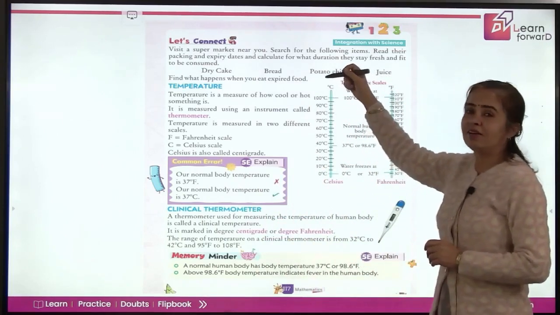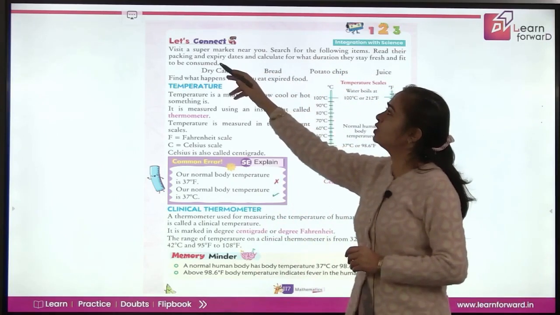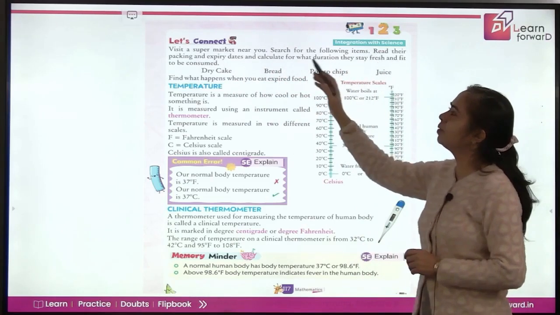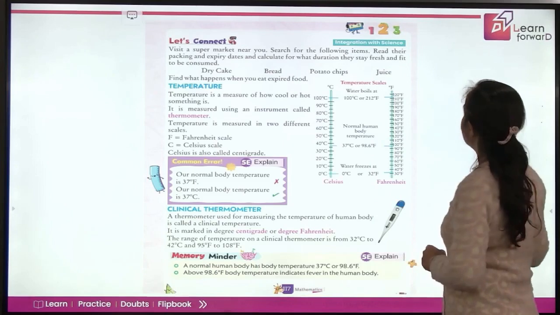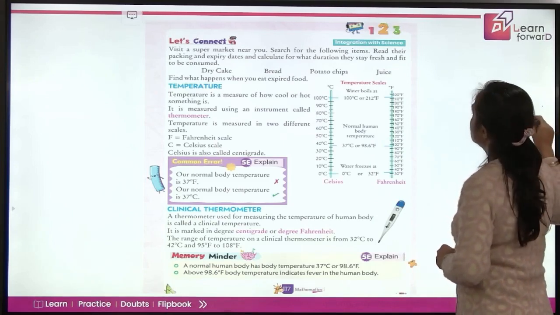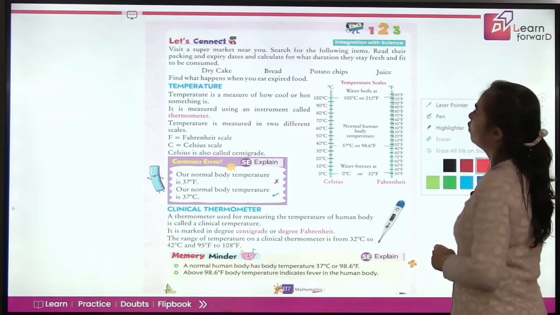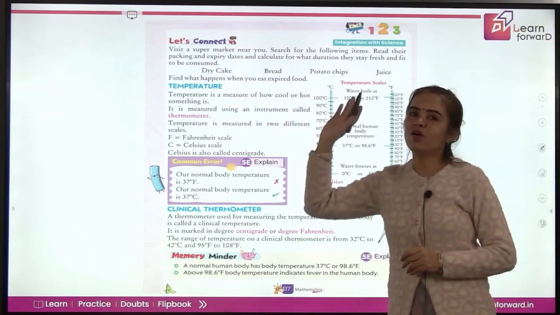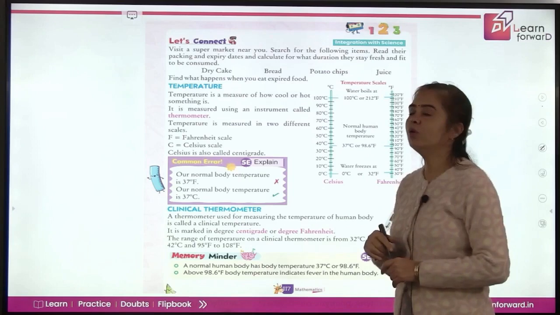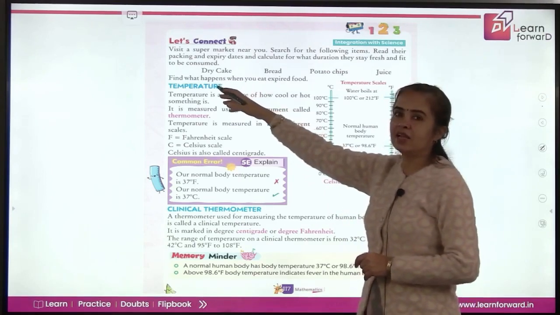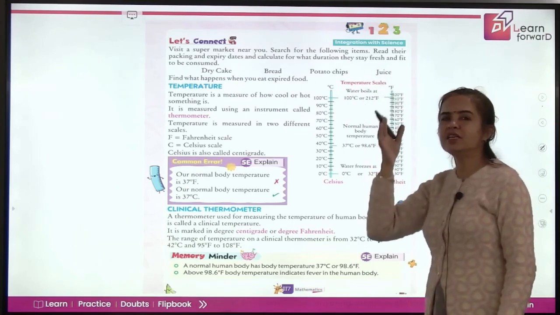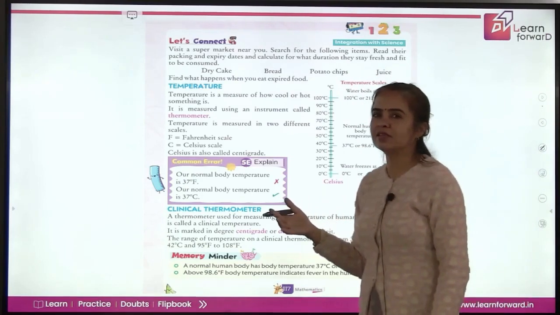See, we have a Let's Connect exercise for you. Visit a supermarket near you. Search for the following items, read their packing and expiry dates, and calculate for what duration they stay fresh and fit to be consumed. So, it is a recall of what we have learned about time. Dry cake, then bread, potato chips, and juice, and see which one perishes faster, right?